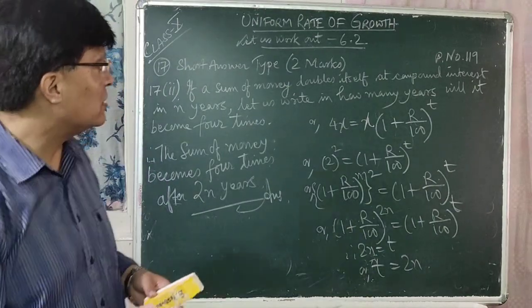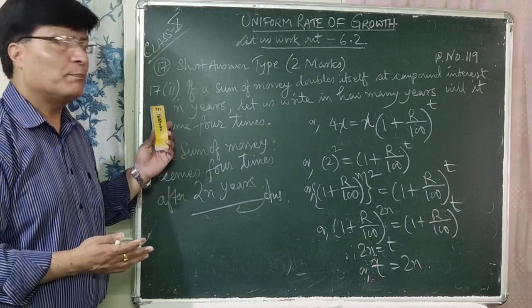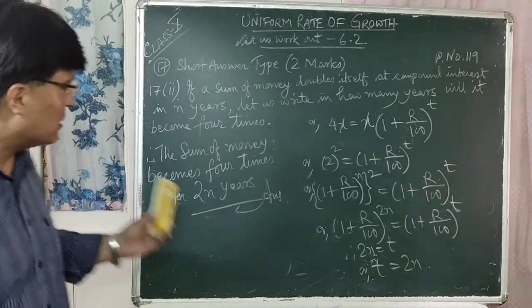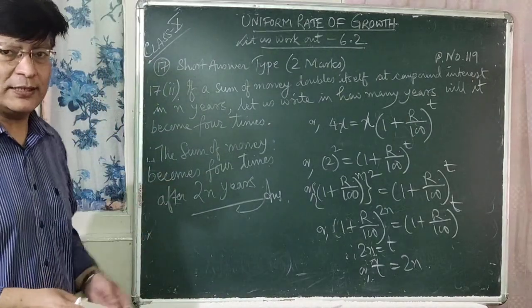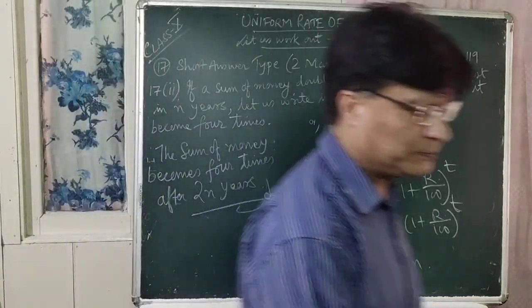So in how many years will the sum of money become 4 times? The sum of money becomes 4 times after how many years? 20 years. So this is the answer. So you can copy it. We'll do the next question.